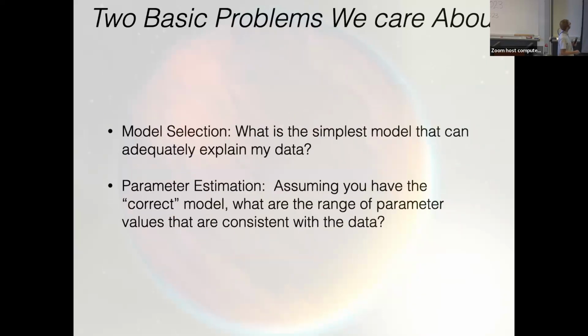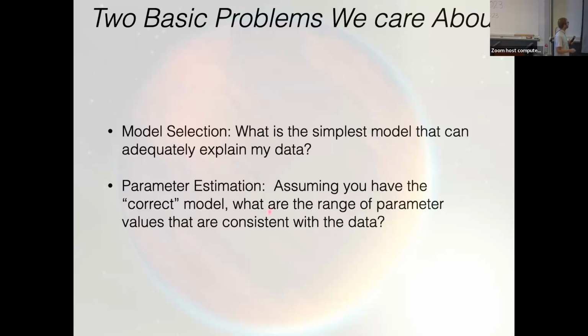So there are two problems that we're trying to solve. There's no way I'm going to get through all this. There are two problems that we're trying to solve when we do, I'll call it Bayesian inference, retrievals, whatever. There's the model selection problem. So what is the simplest model that can adequately explain my data, right? Should I fit this thing with 90 parameters or should I fit it with one? How do I choose between them?